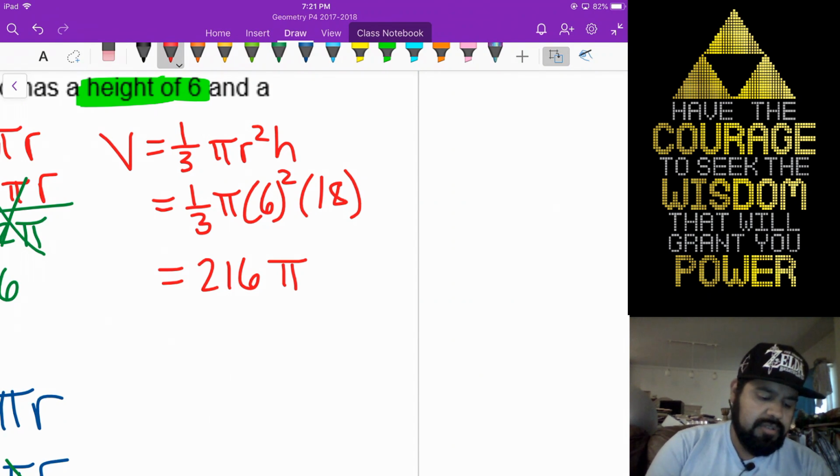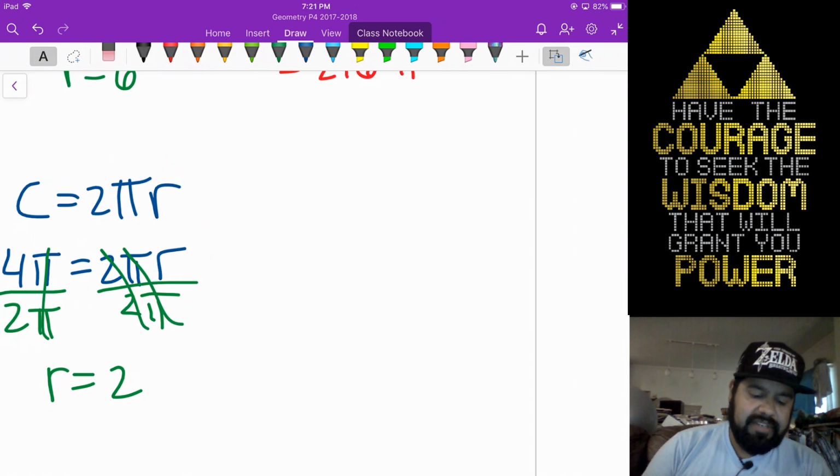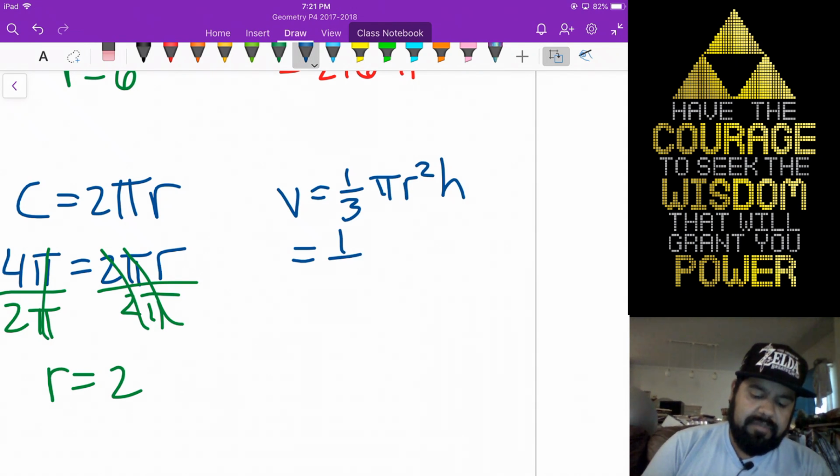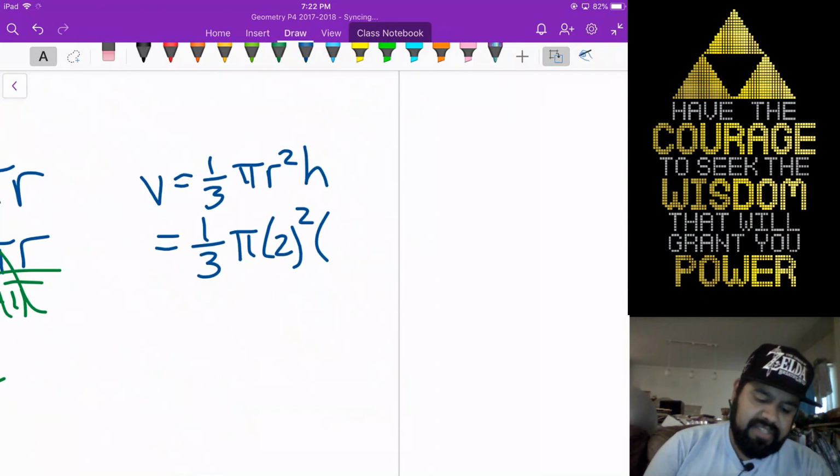So our radius here is 2. Let's use the same formula. So we're going to say the volume equals 1/3 pi r squared h. So that's going to be 1/3 pi 2 squared times, what did we say the height was? 6? Yeah, 6.